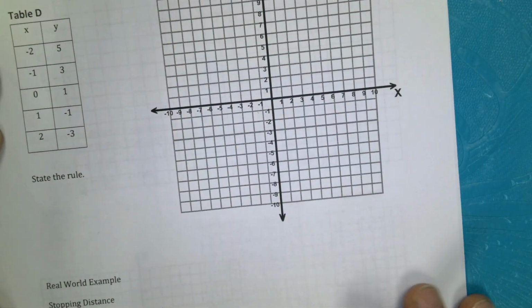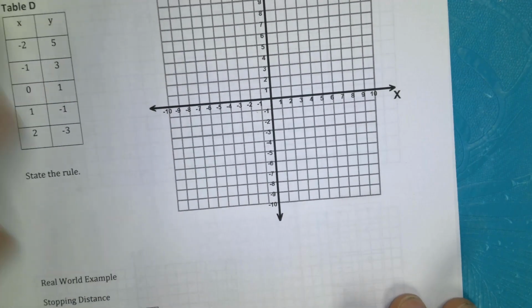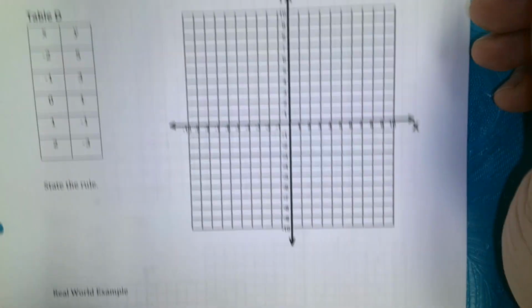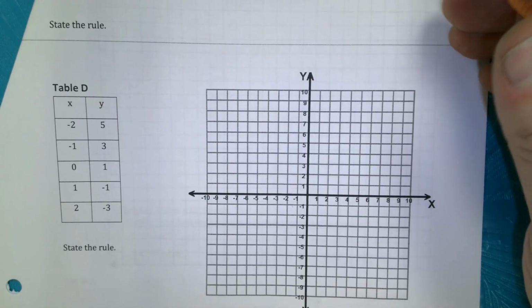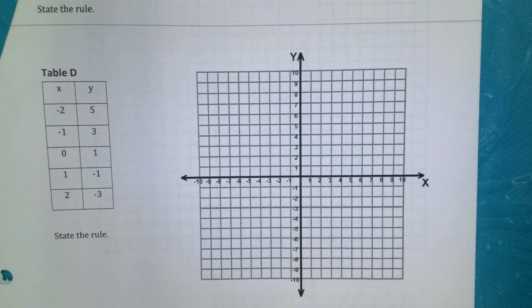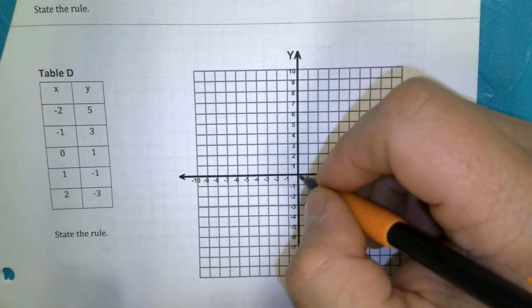All right, let's go to the next graph. All right, same drill. Pause the video, plot your points, and then unpause when you're done. Okay, so hopefully you have those graphed in, and we're going to go and start plotting these.